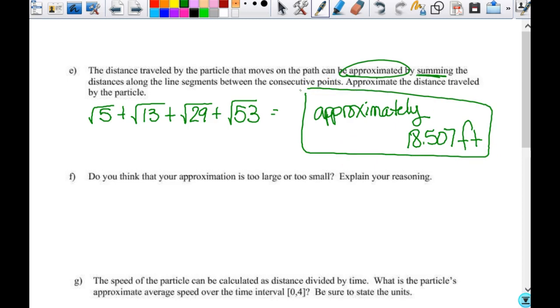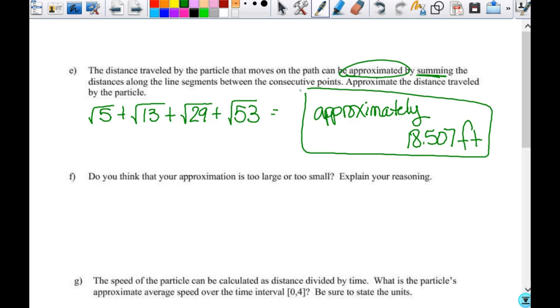Now, we know that this isn't the actual distance because we connected the dots to make everything linear, because that's what we know how to handle right now. But it says, do you think your approximation is too large or too small? And explain your reasoning. What do you think? Too small? Why do you think it's too small?